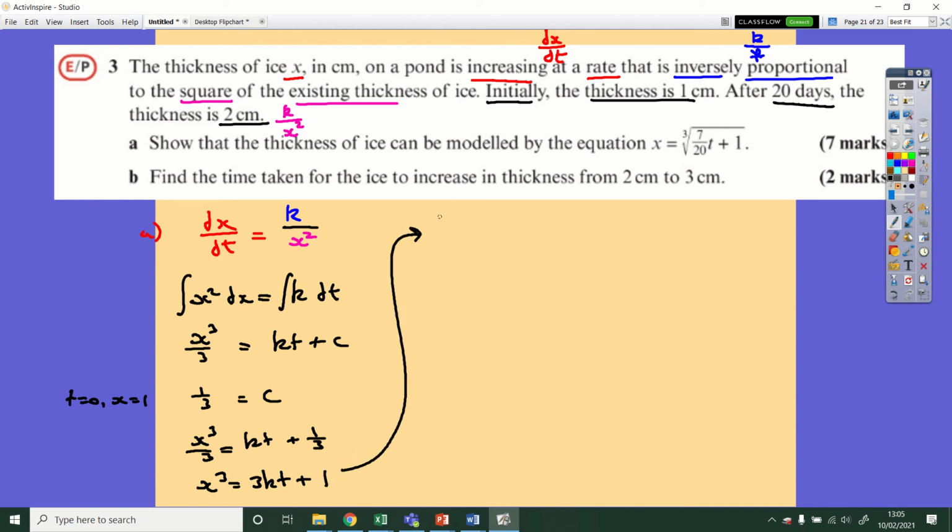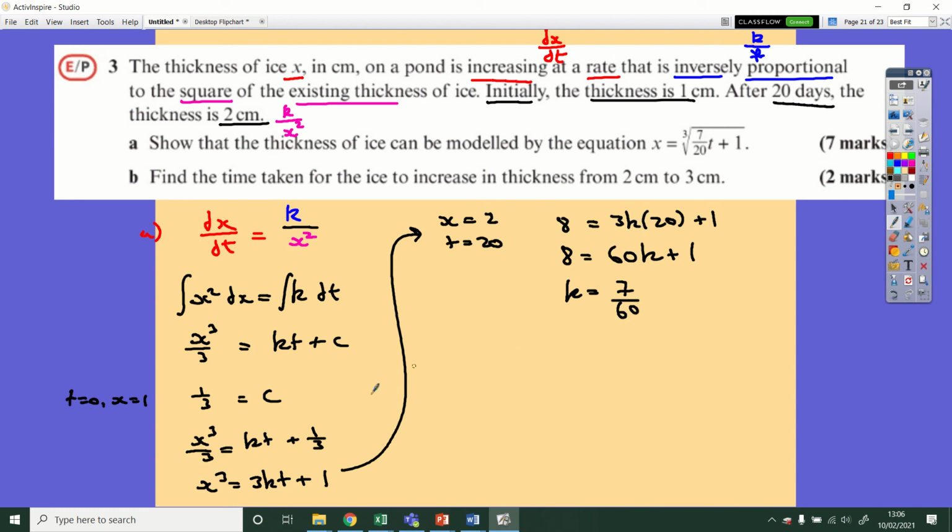So now you've got when x is 2 when t is 20. So now we can put that in. So we've got 8, which is 2 cubed, is 3k times t, which is 20, plus 1. This makes it into 60k. And then solve for k, so k is going to be 7 over 60.